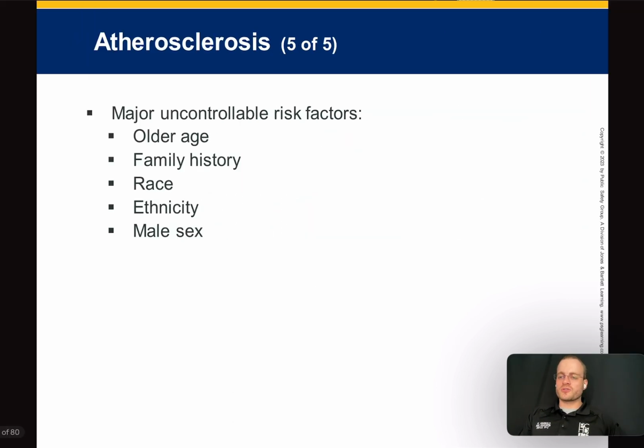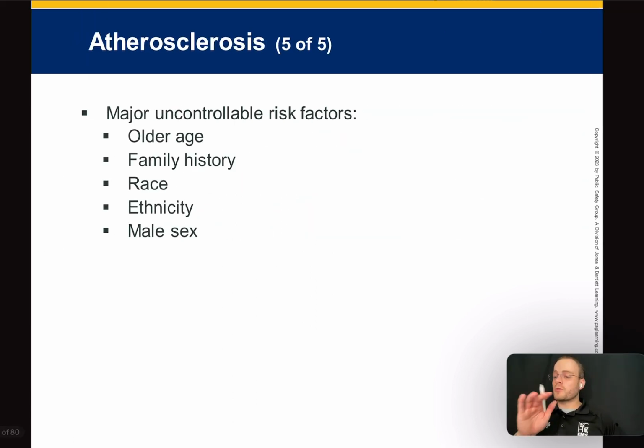Sure, you might be able to control stress sometimes. Now, uncontrollable, or what they'll call non-modifiable risk factors. Age, older age, can't control that. Family history, you didn't pick your family. We all know that. Race, didn't pick that. Ethnicity, and the male sex. You didn't pick any of those things, right? Those aren't up to you to choose. And so just be aware of that.